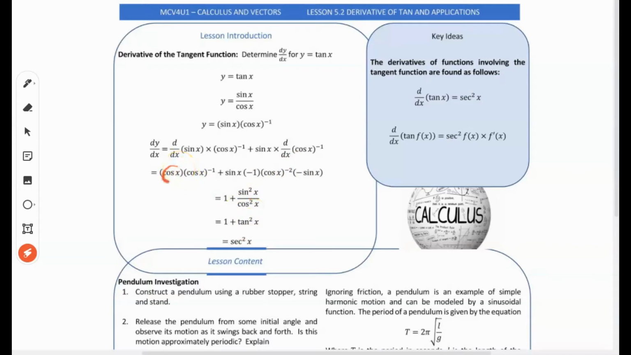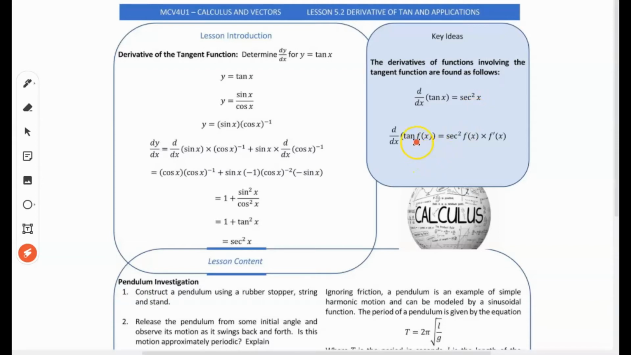Over here we have cos x divided by cos x, so we're left with 1. Now we can go back and say, well, sine over cos is tan. So we have 1 plus the tan squared of x. And then here's a wonderful identity you may or may not remember, but 1 plus the tan squared of x is the secant squared of x. So this tells us that the derivative of tan x is secant squared of x.